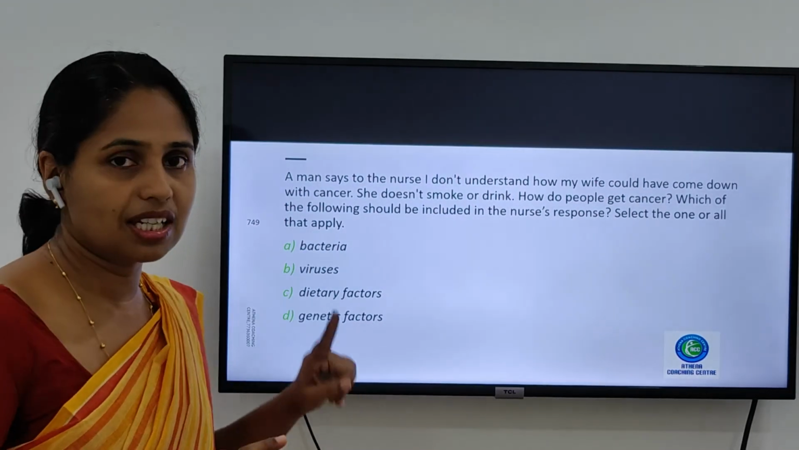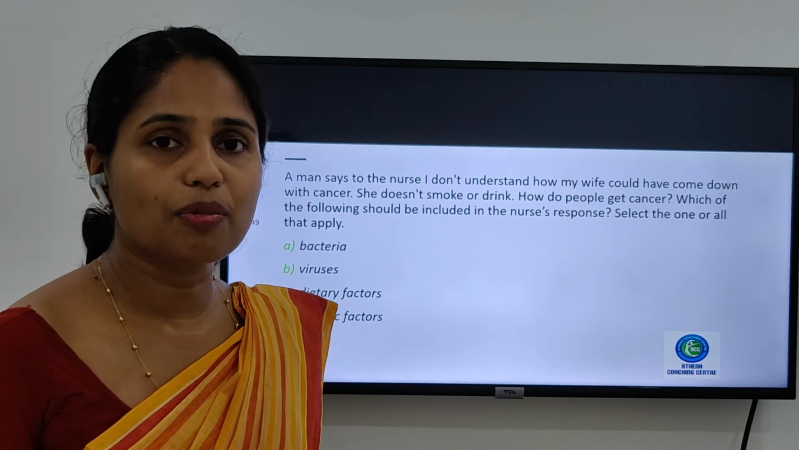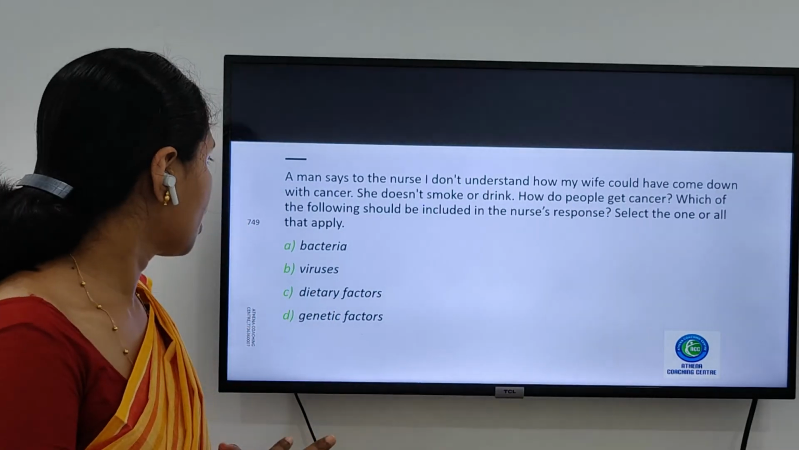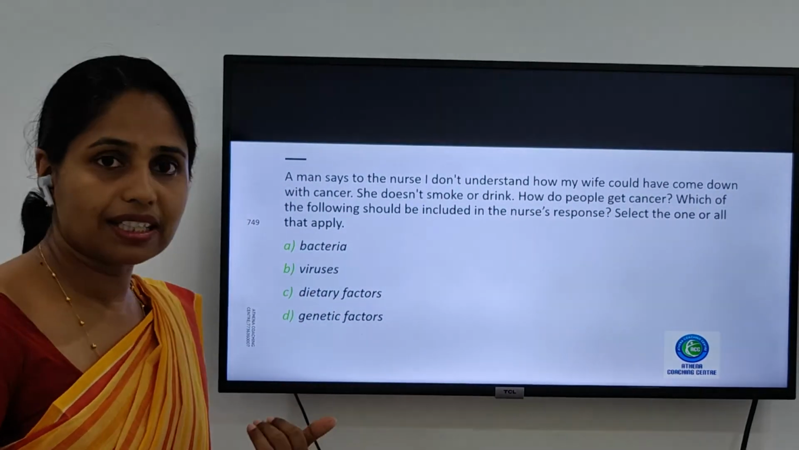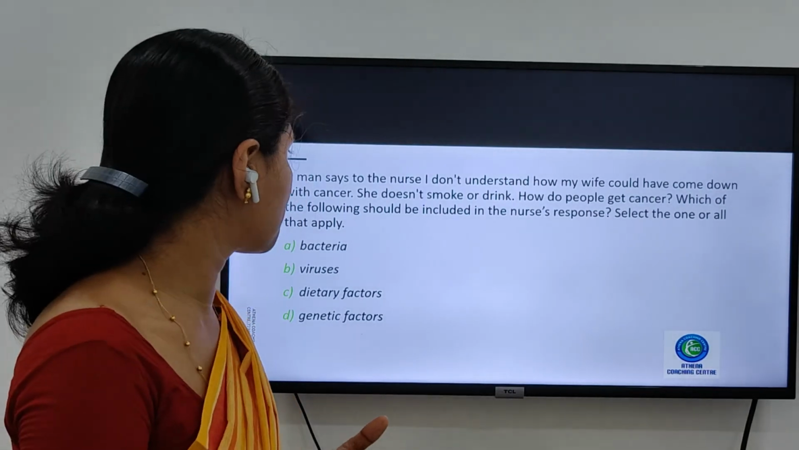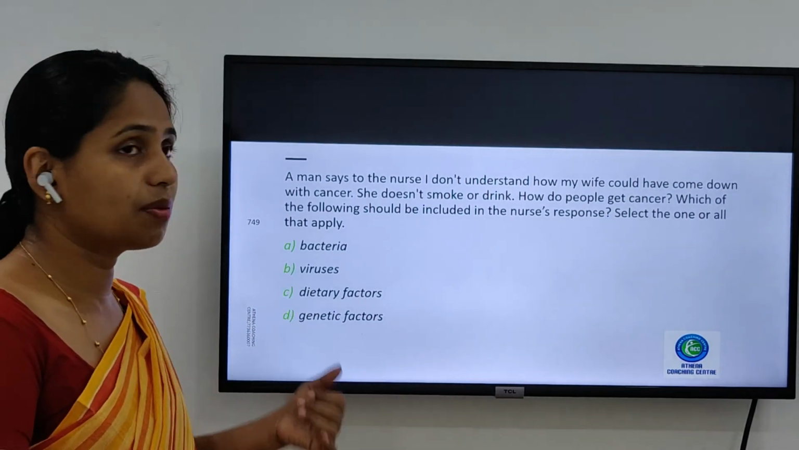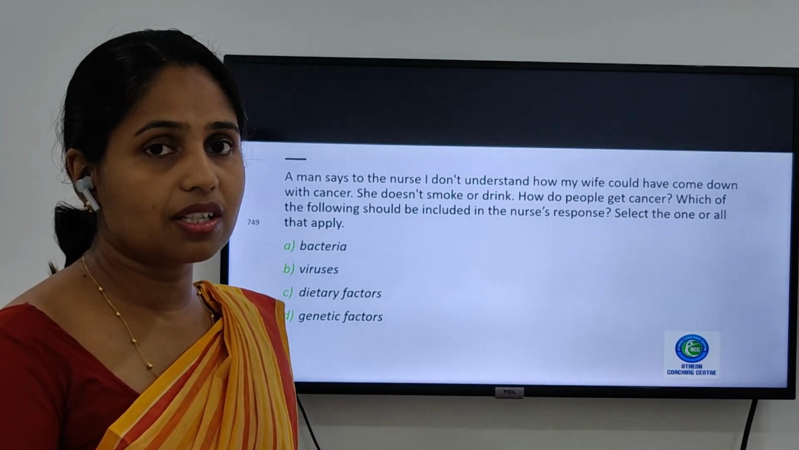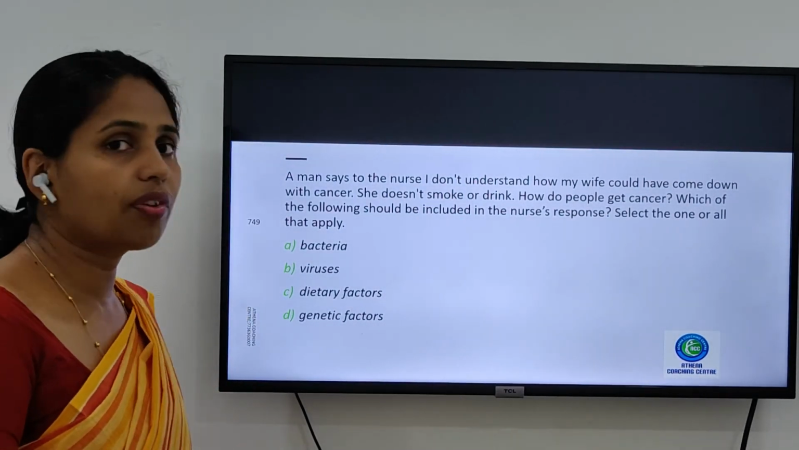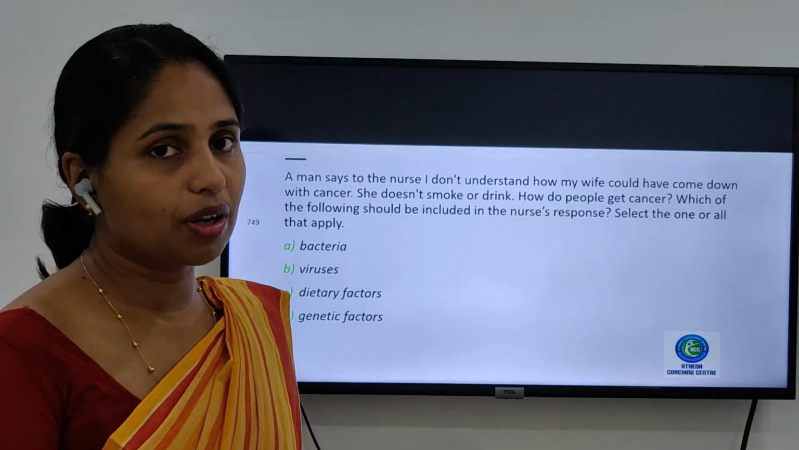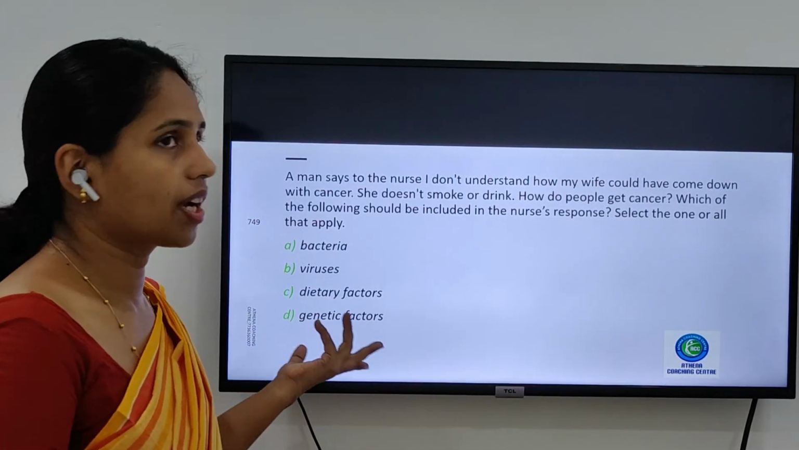So what are the risk factors? Yes, bacteria, Helicobacter. So mainly bacteria, there are certain bacteria like Helicobacter pylori, and Epstein-Barr virus and HIV virus. Okay, and dietary factors, yes, high fatty food will also cause this, and genetic factors, yes.